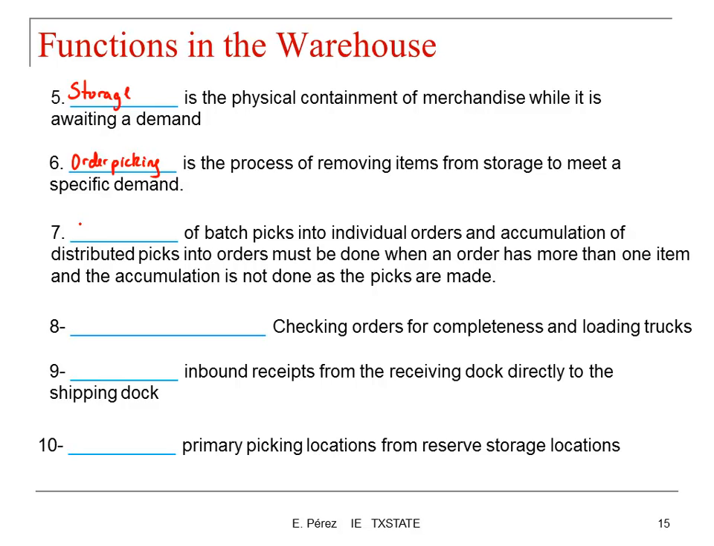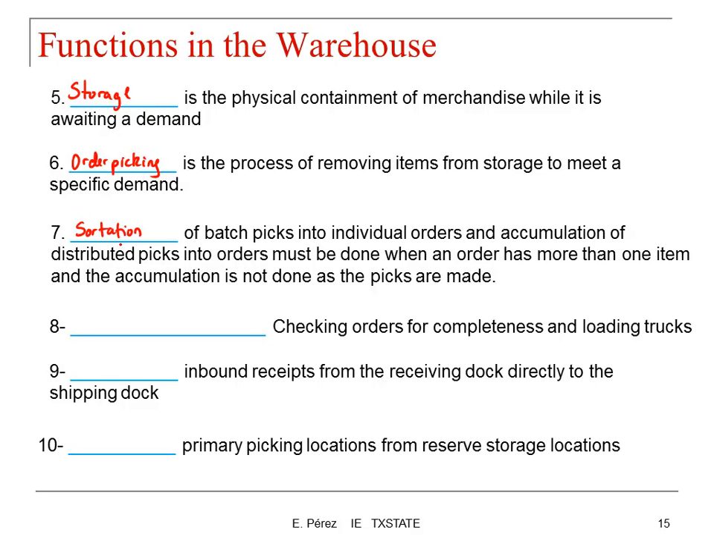Number 7, sortation of batch picks into individual orders, and accumulation of distributed picks into orders must be done when an order has more than one item and the accumulation is not done as the picks are made.